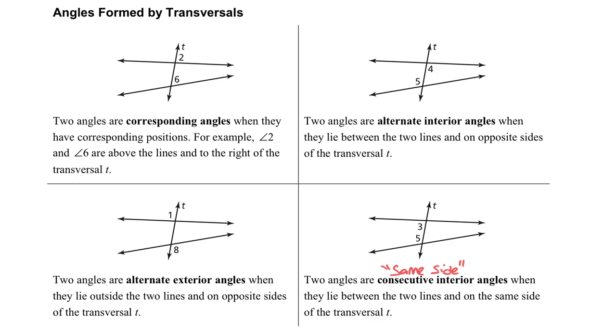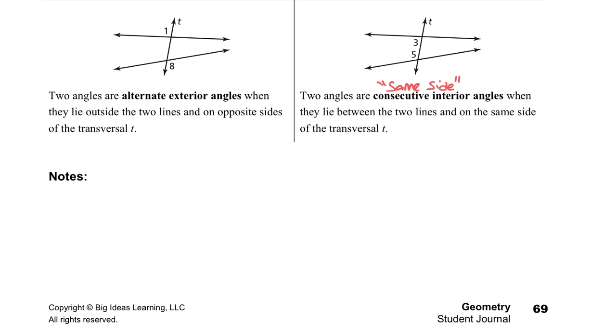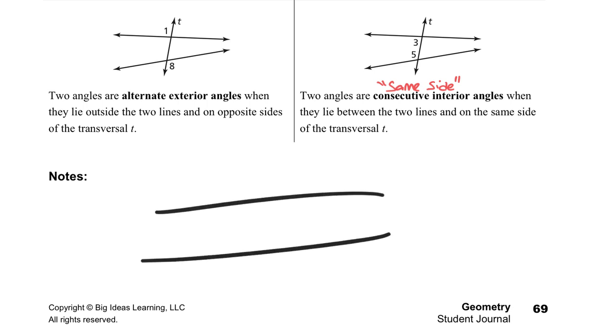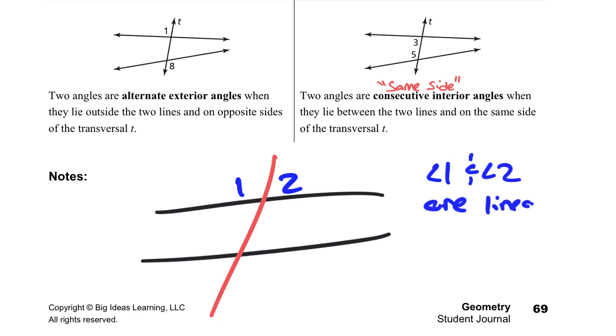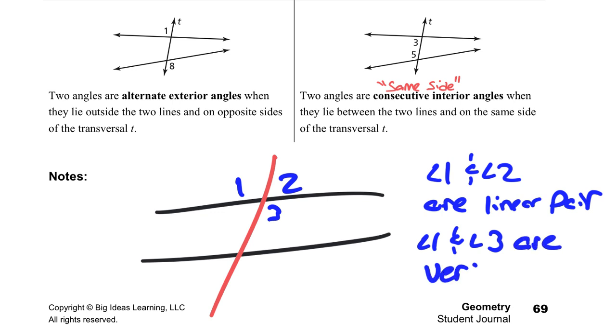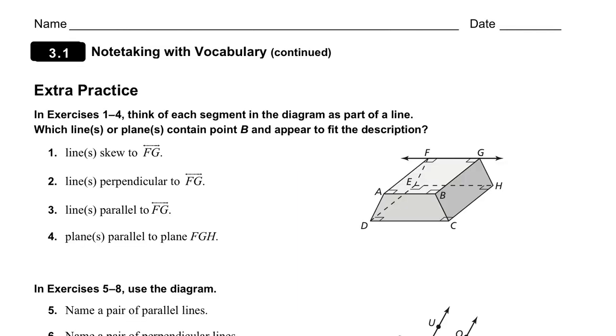Before we move on, I just want to remind you, I'm going to do the same thing here. I'm going to have two lines cut by a transversal. And I want to point out if we call this one angle 1 and this angle 2, I would say angle 1 and angle 2 are a linear pair, where angle 1 and angle 3 are vertical angles. So we can't forget linear pair and vertical angles. All right, let's go to the next page.